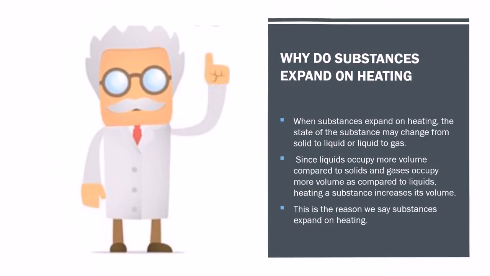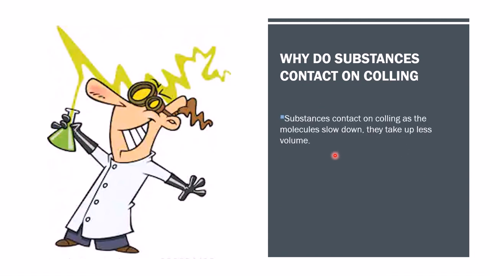Okay, so over here, it says substances contract on cooling as molecules slow down. They take up less volume. So they take less volume, unlike the other one. When they're expanding on heating, they take more volume. But in this one, they take less. So slow and less, and both equals one. So over here now it tells us they take up less room because the molecules' lower energy causes the liquid to contract.